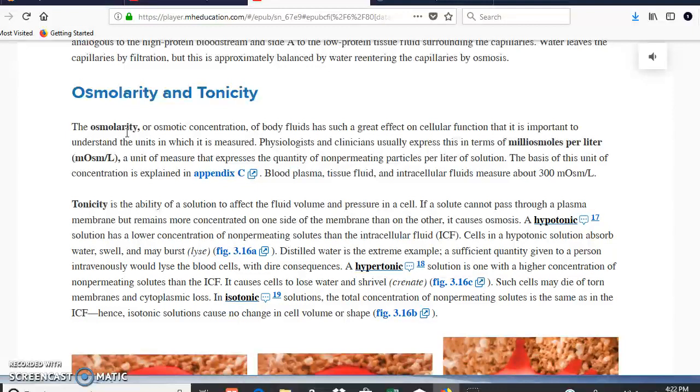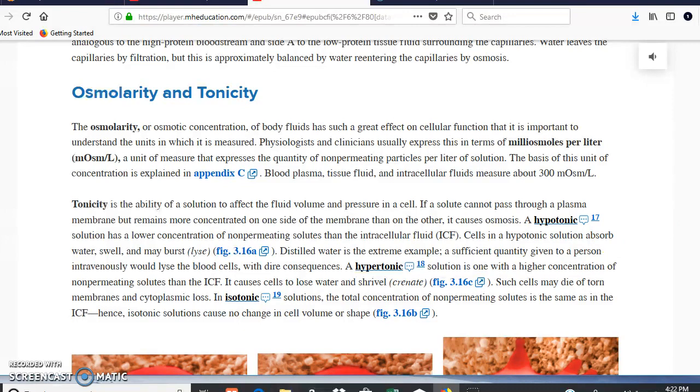Okay, what is osmolarity? The amount or the concentration of the solute, especially those that are not going to move from one side to the other. That's why it says in here quantity of non-permeating particles. So we said that everything moves from high to low. What gives you that? Concentration. In other words, the osmolarity. Okay. Now, what is tonicity? In this case, tonicity is the ability of a solution to affect the fluid and volume and pressure of a cell, as you can see right here.